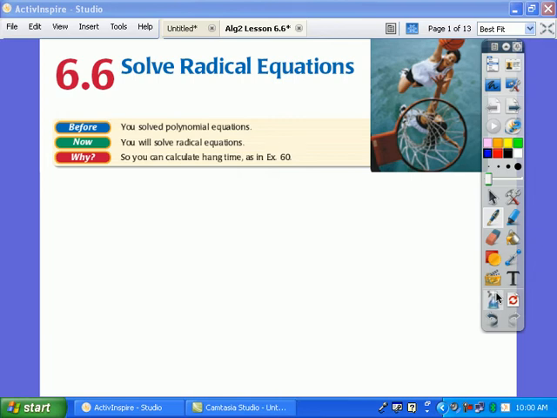We're looking at section 6.6, solving radical equations. Again, in mathematics and algebra, we concern ourselves with solving equations. In this section, we are going to work on solving radical ones.